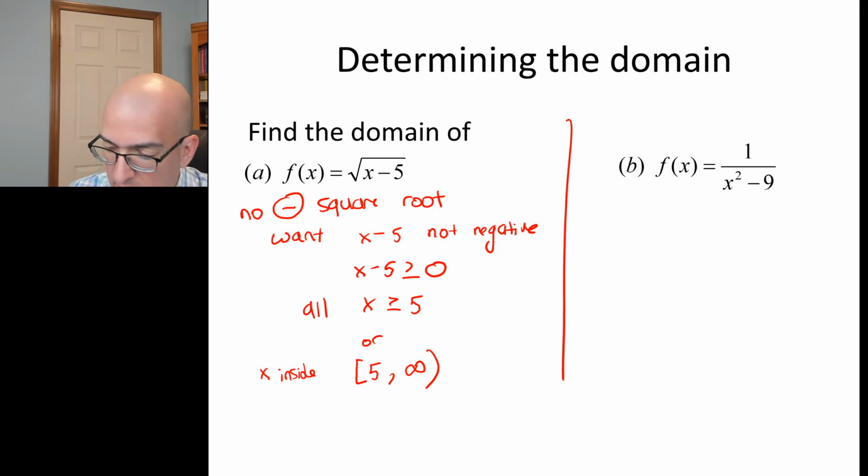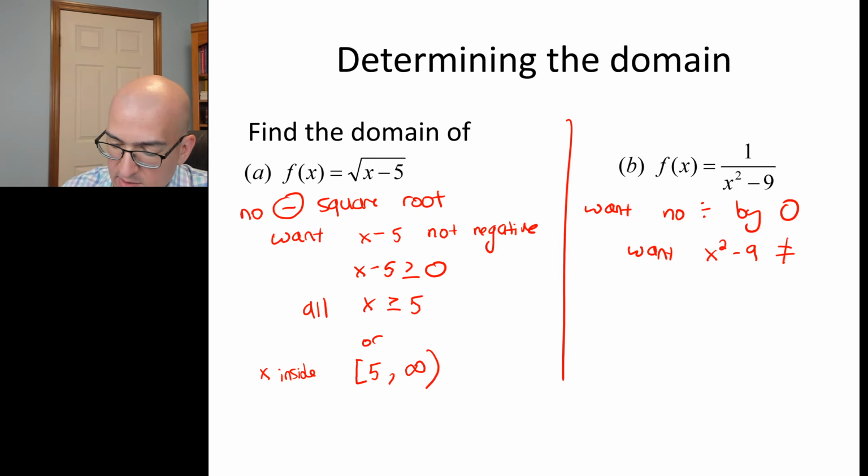Second question here, different function, different problem. In the first question, the problem was the square root, because we cannot take the square root of a negative number. In this problem, we don't have a square root, but we do have a division. And what we have to worry about is division by 0. So we want no division by 0. So we want x squared minus 9 not equal to 0. When is x squared minus 9 equal to 0? So x cannot equal 3, and x cannot equal negative 3.